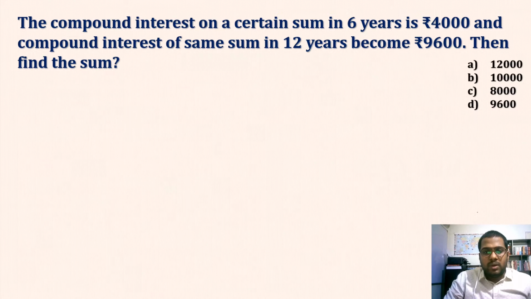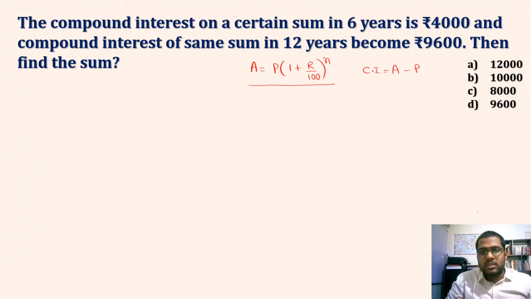See, in compound interest, for finding amount, the formula is P into (1 plus R by 100) whole power n. This will give you the amount. Once you get the amount, amount minus principal will give you the compound interest. Interest is amount minus principal.